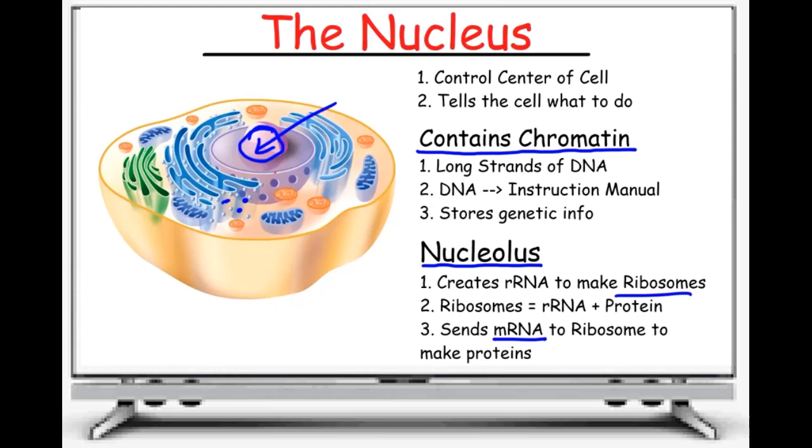Now, the nucleus is surrounded by a membrane known as the nuclear envelope. And on this membrane, you'll find these holes, which are known as nuclear pores, and they allow stuff to go into and out of the cell. So the messenger RNA comes out of the nucleus through those nuclear pores.